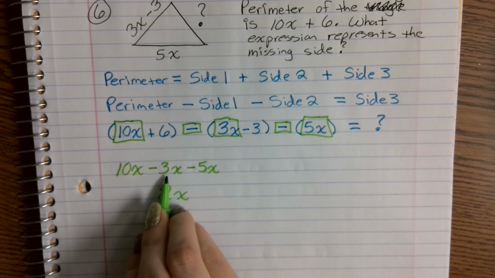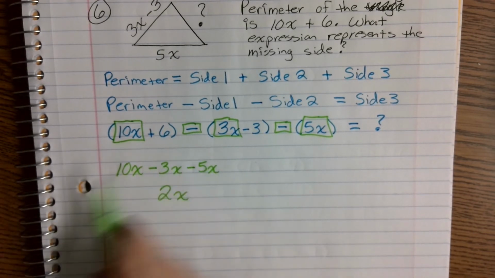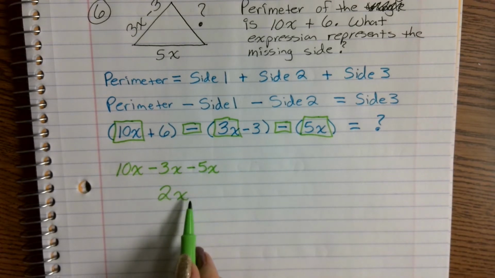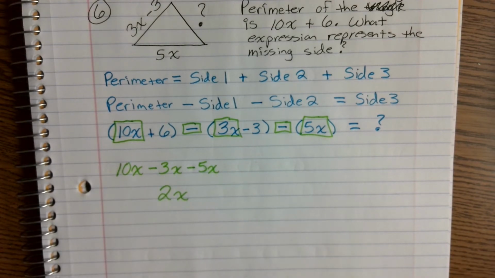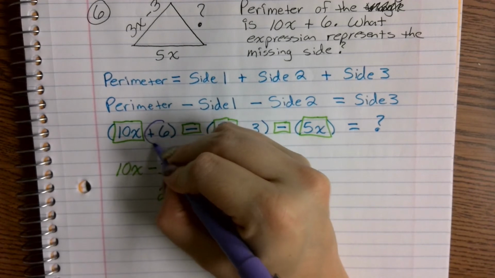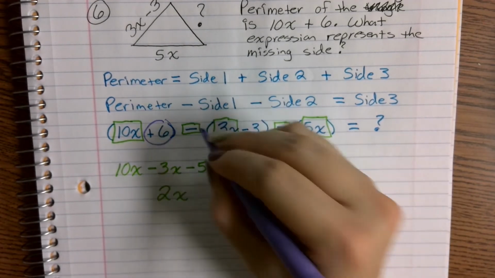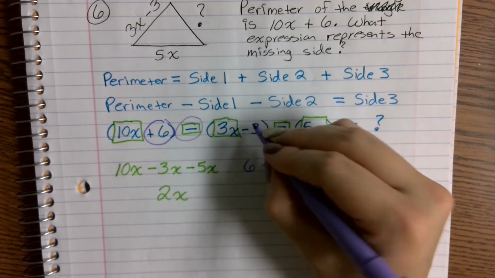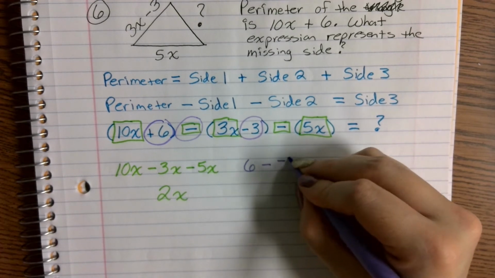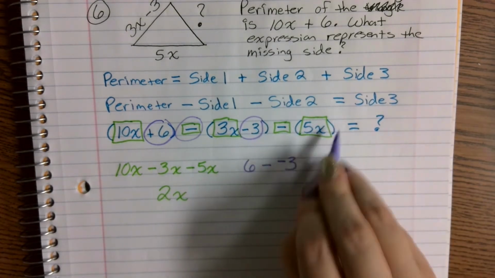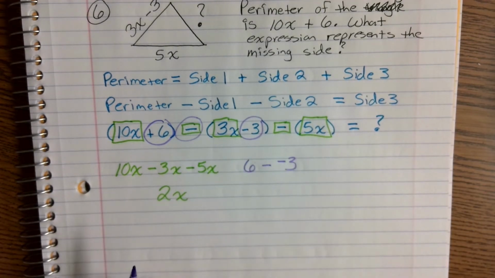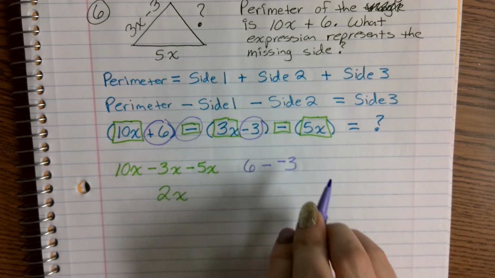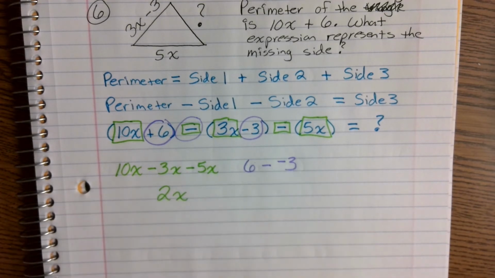Okay, 10 minus 3 is 7. 7 minus 5 is 2. So you get 2x. Then we're going to do the same thing for those constants. That positive 6 minus that negative 3. I don't have anything else to subtract because I don't have a constant over here. What is 6 minus negative 3 going to give us?